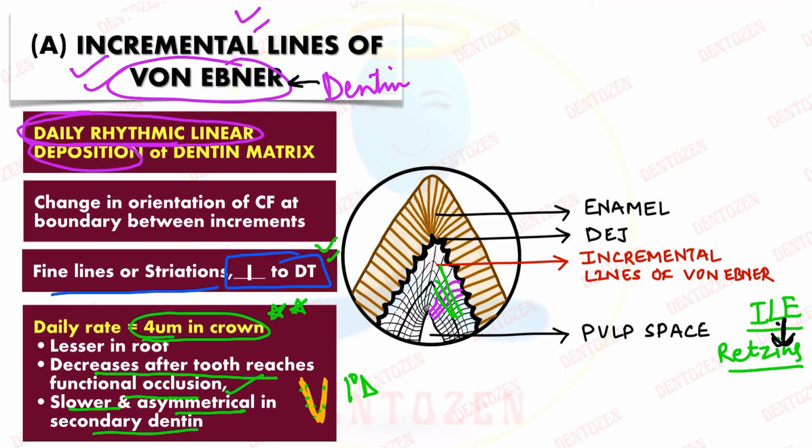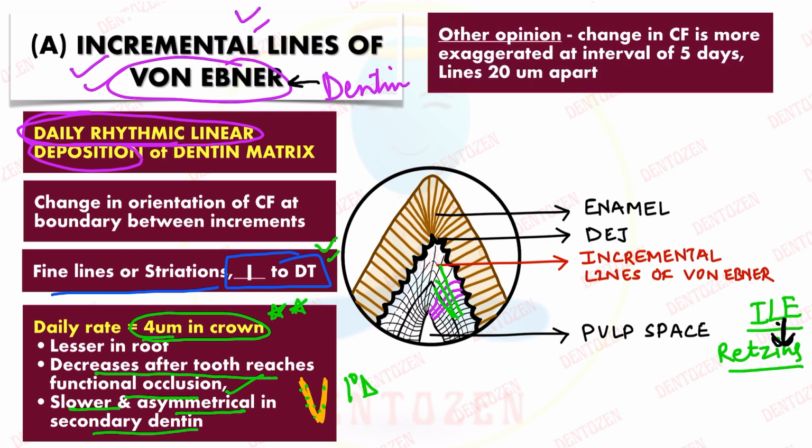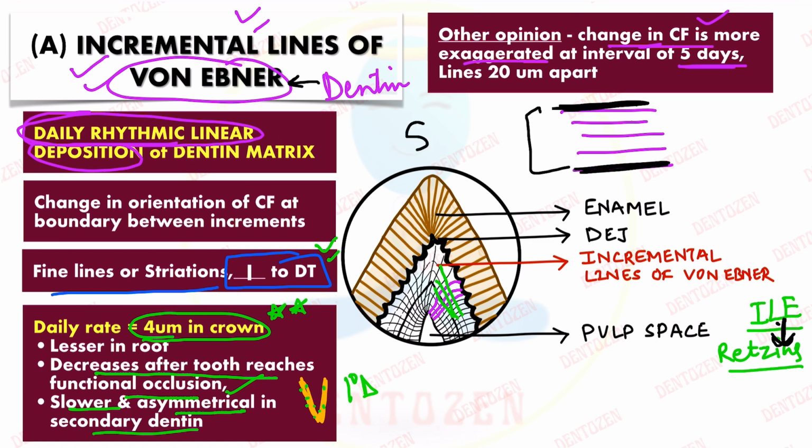Now there is one more concept, that these lines could be at the 5-day interval because change in collagen fiber is more exaggerated at the interval of 5 days. After every 5 days we see more prominent lines because of the exaggerated changes in collagen fibers. So we can say that these incremental lines follow the 5-day rhythm. So that can be the second concept. So if it is 5-day, how much dentin will be deposited? In 1 day it is 4 micrometers, so in 5 days it will be 20 micrometers.